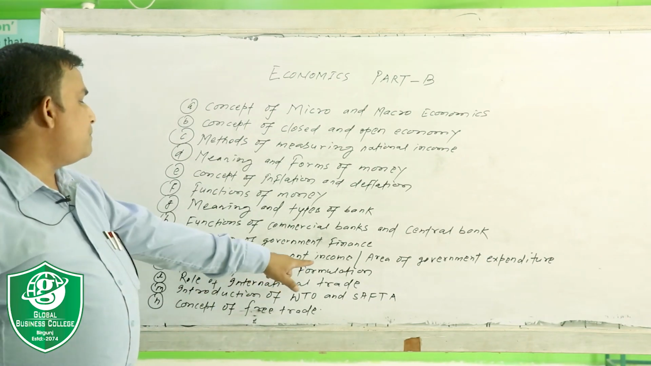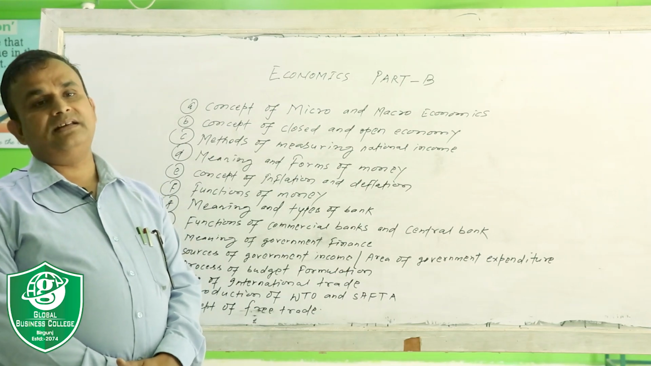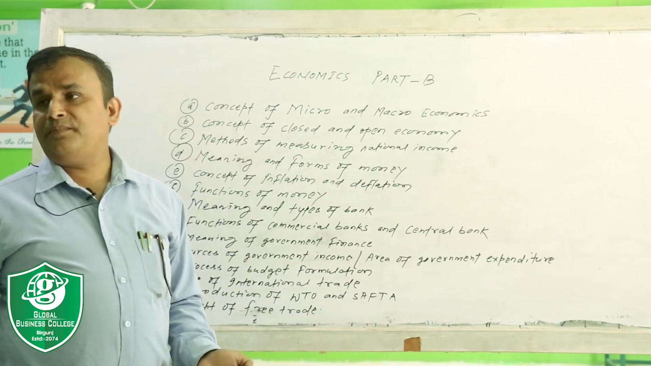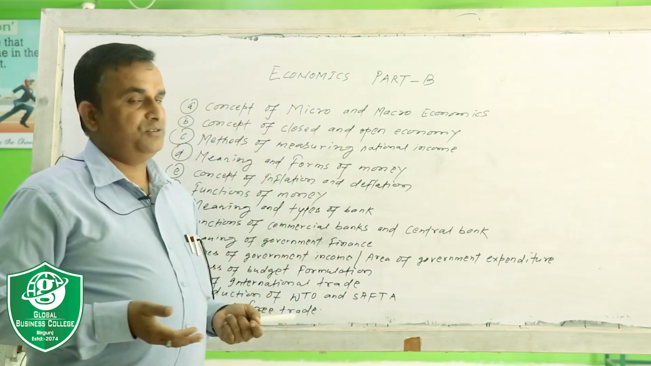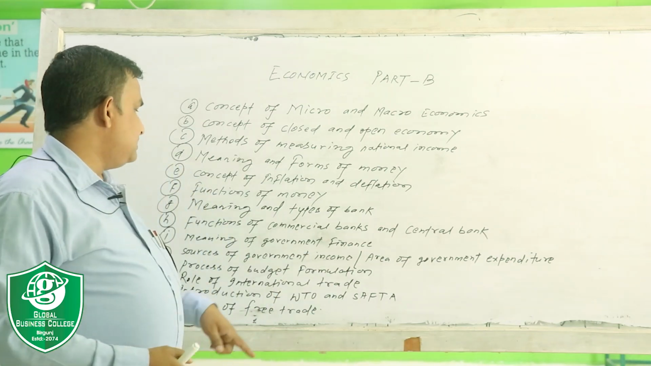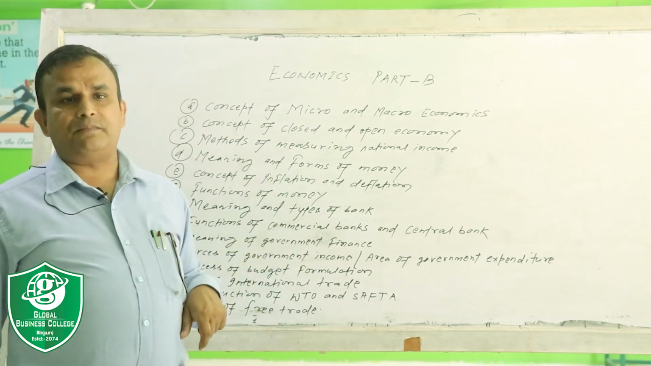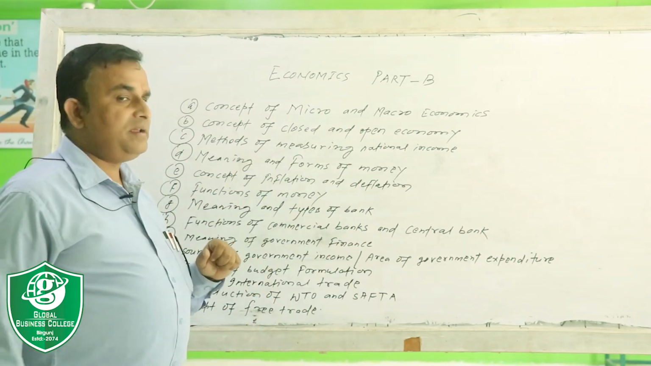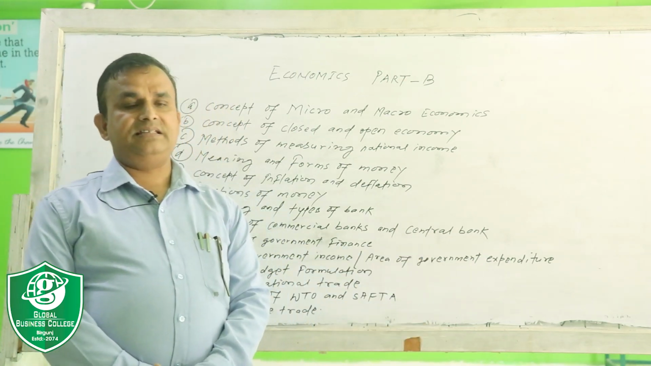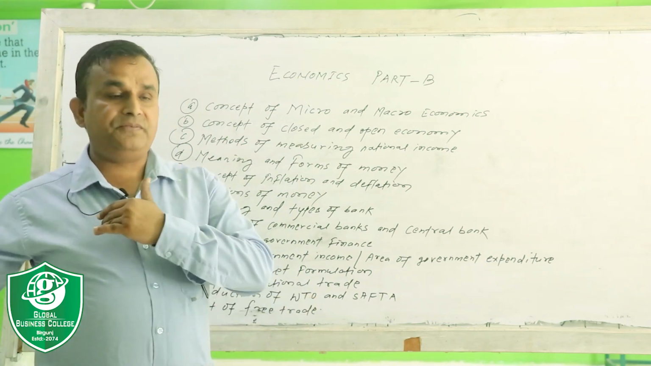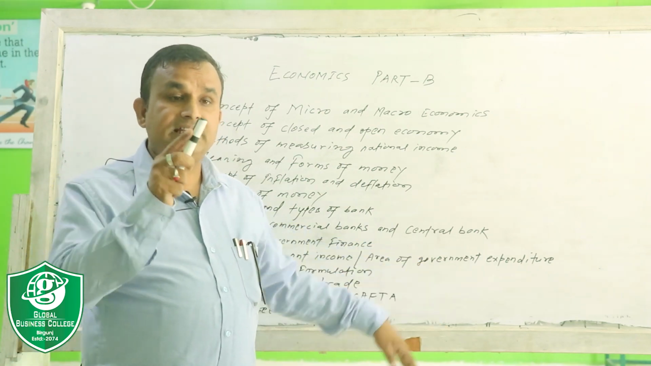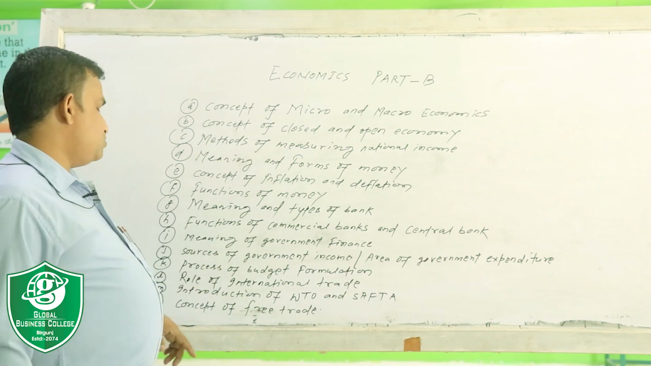Then after, sources of government income. What are the sources of government income? In different places the government makes roads, different types of hospitals, schools, colleges, bridges. Then to spend there, it is also necessary to get the income. So what are the sources of government income? We have to study. Then after, area of government expenditure. If the government gets the income from different sources, then where does the government spend the income? So this is also an important question for you.